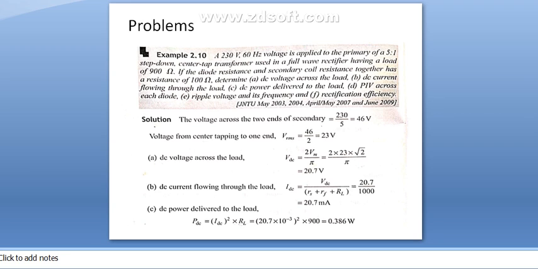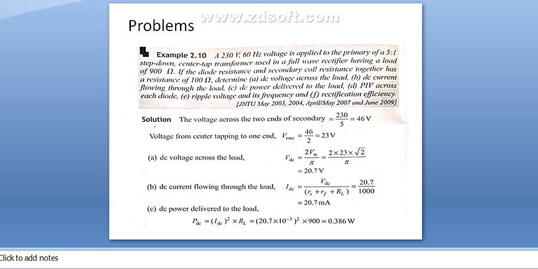The given values are, here a 230 volt 60 hertz voltage is applied to the primary of a 5:1 step down center tap transformer. Here the load is 900 ohms. If the diode resistance and secondary coil resistance together have a resistance of 100 ohms, here the diode resistance and the secondary coil resistance is 100 ohms.